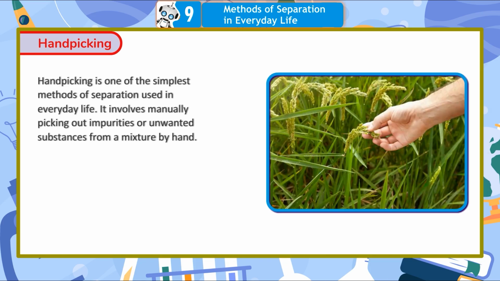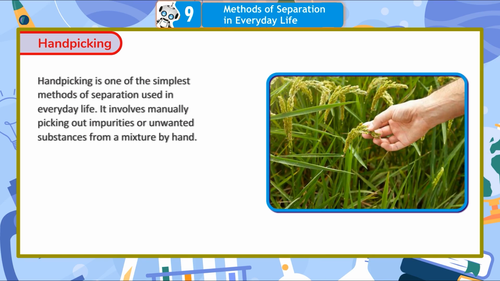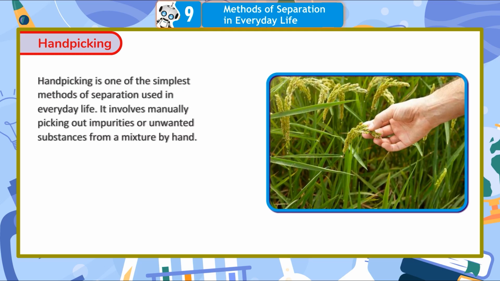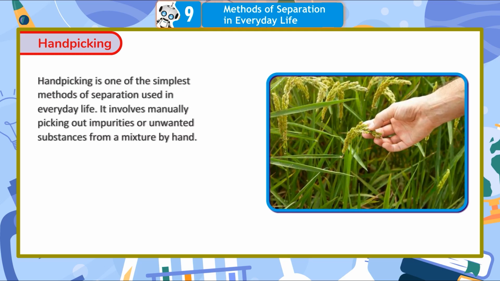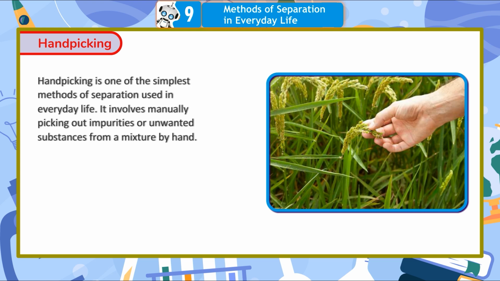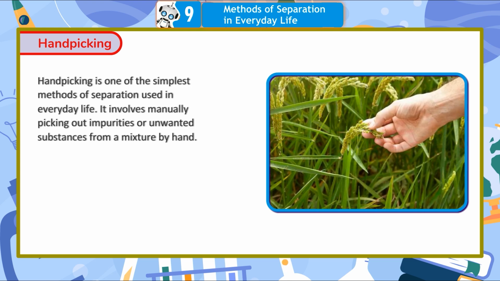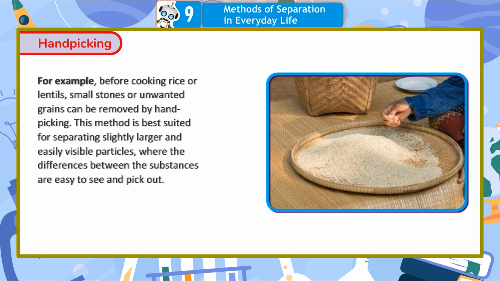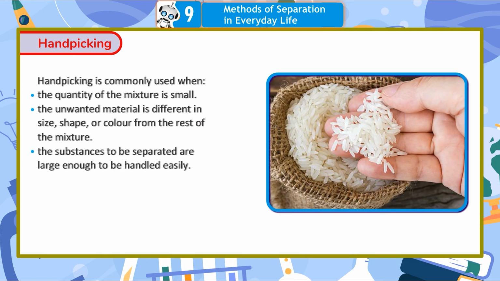Handpicking. Handpicking is one of the simplest methods of separation used in everyday life. It involves manually picking out impurities or unwanted substances from a mixture by hand. For example, before cooking rice or lentils, small stones or unwanted grains can be removed by handpicking. This method is best suited for separating slightly larger and easily visible particles where the differences between the substances are easy to see and pick out.